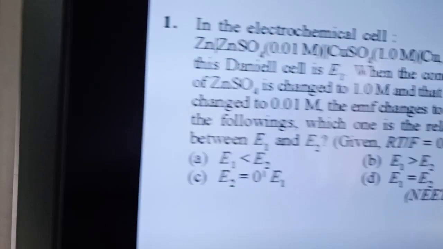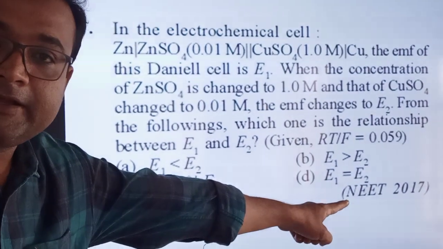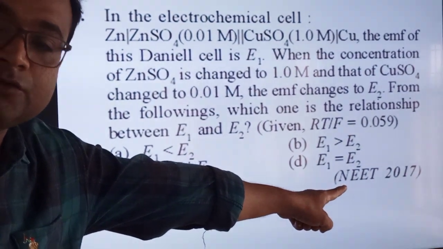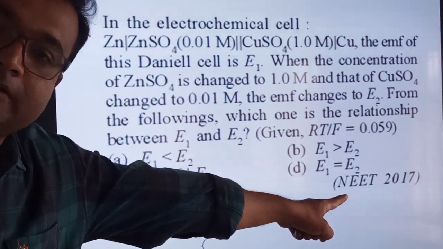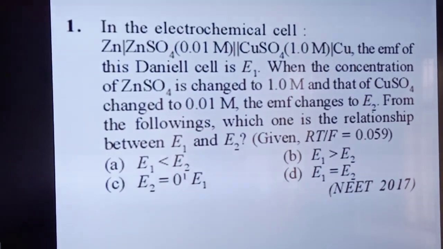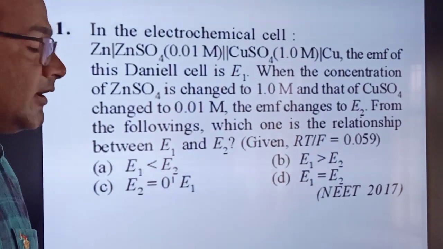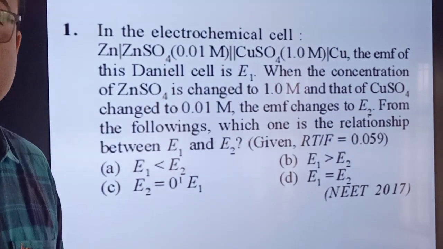Now the first question is given like this. It comes in the NEET 2017, NEET 2018 and 19 papers, which we are going to solve separately. The full complete chemistry paper we are going to solve. Today we will start from 2017 and we will go in ascending order till 2000.